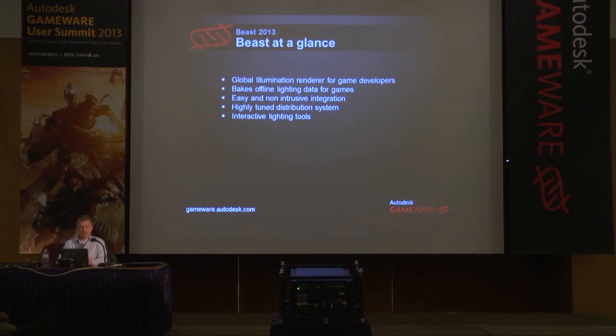Backing Beast up is a distributed rendering system that you can install on any workstation in your studio. This enables you to leverage idle cycles on your coworkers' machines in order to bake light maps faster. And again, this is something that the Autodesk A360 Cloud will be addressing moving forward. And making Beast unique is the artist workflow tools we have for interactive light editing. And we're going to see a demo of that in a little while.